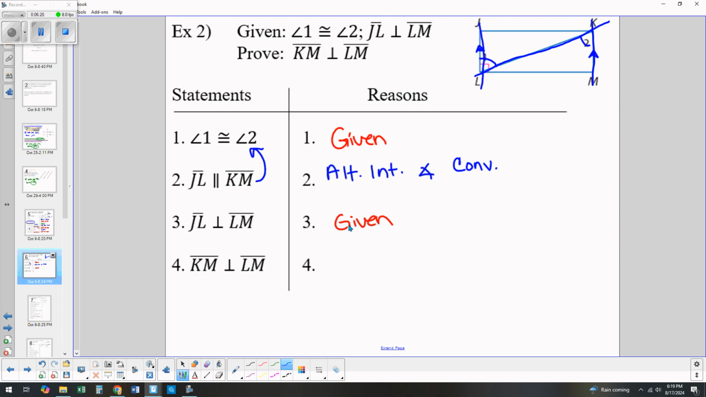We already talked about 3 being given, so now step 4. I'm saying that these two segments are perpendicular to each other. They're perpendicular to each other because I knew that JL was parallel to KM and JL was perpendicular to LM. That means KM must also be perpendicular to LM. And that was the perpendicular transversal theorem. And I know it's the theorem and not the converse because I'm not talking about lines being parallel here.